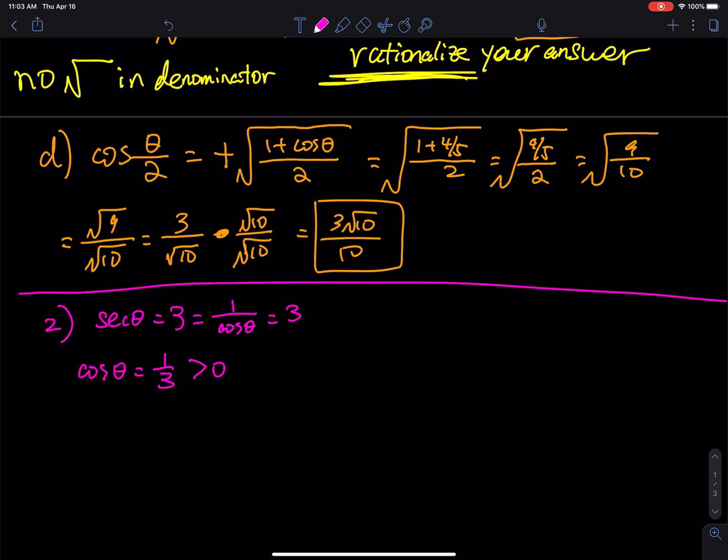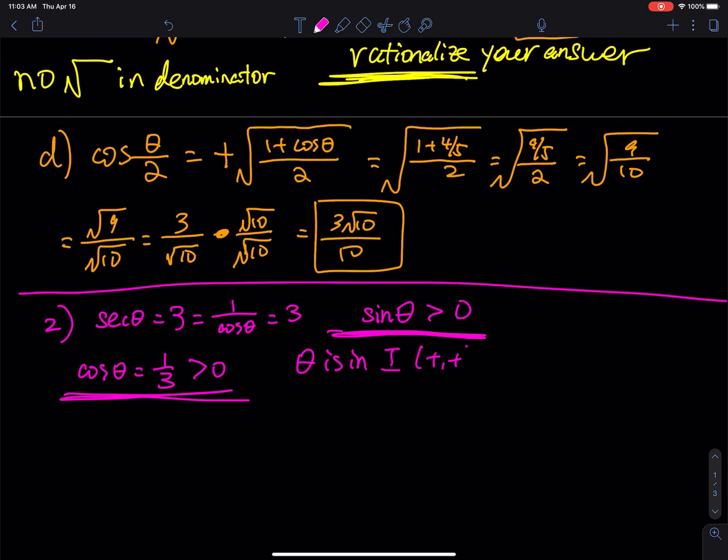So we know that x is positive, right? Don't forget the other given condition, sine theta greater than 0. So we have y greater than 0 and x greater than 0. What quadrant is this? That means theta is in quadrant 1, where x and y are both positive. So what is quadrant 1? Give me the domain. Theta is between 0 and pi over 2, right? 0 degrees and 90 degrees.